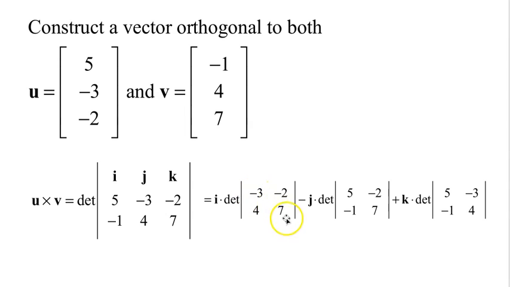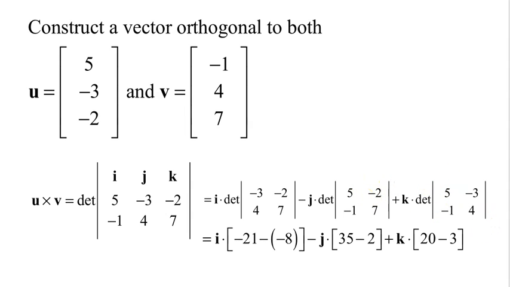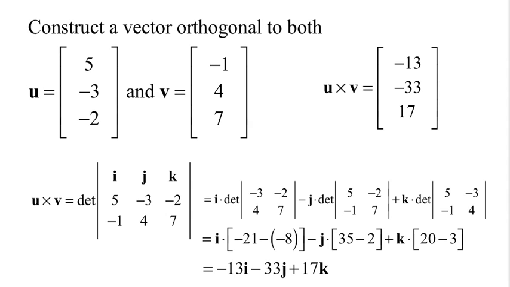So we get negative 3 times 7, negative 21, minus negative 8 here. We get 35 minus positive 2 here. We get 20 minus 3 here. Negative 21 minus negative 8 is negative 21 plus 8, or negative 13. 35 minus 2 is 33. 20 minus 3 is 17. But notice, the 33 has to become negative because it always goes plus, minus, plus. The sign on j is minus 1 times what follows. So we get negative 13i minus 33j plus 17k. We think that's u cross v.